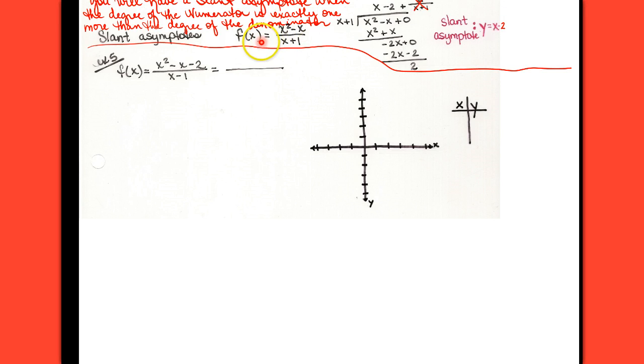If I have f of x is equal to (x squared minus x) over (x plus 1), the degree of the numerator is 2, the degree of the denominator is 1. The degree of the numerator is exactly 1 more than the degree of the denominator, so I will have a slant asymptote. Here's how I find it. I'm literally going to divide x squared minus x by x plus 1.